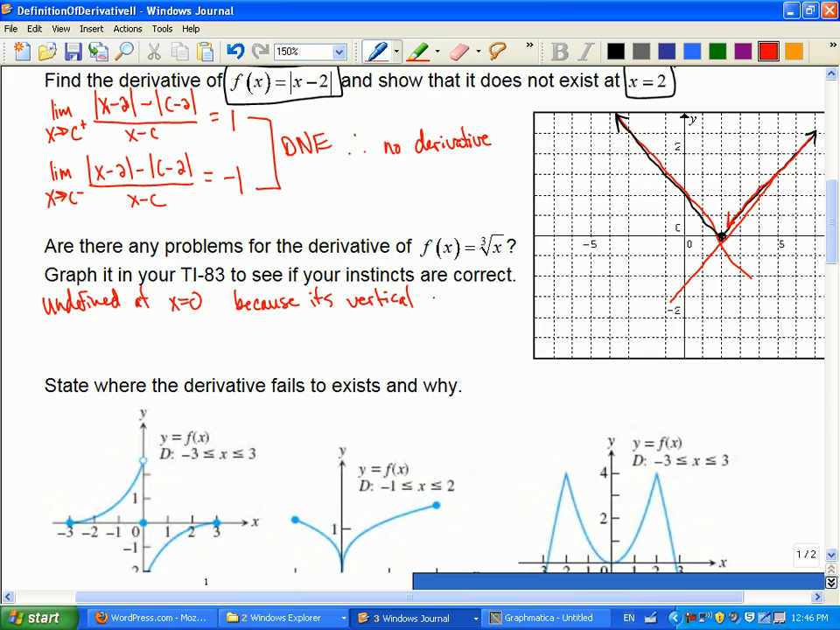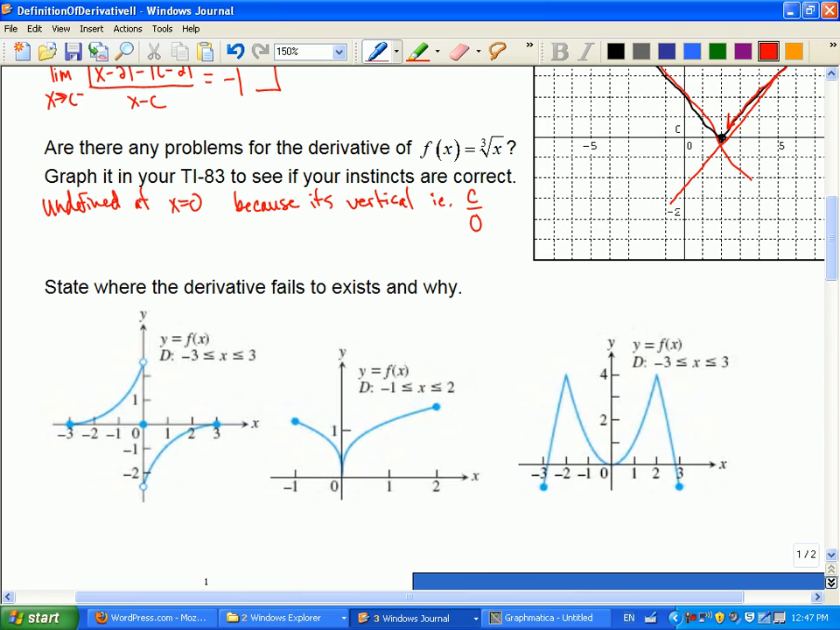So what do we know about vertical asymptotes, i.e. it's a constant divided by 0? We would see that if we were to work the algebra through. Some constant divided by 0. So show me what you know about this. Let's talk about graph number 1. Where does the derivative fail to exist and why?